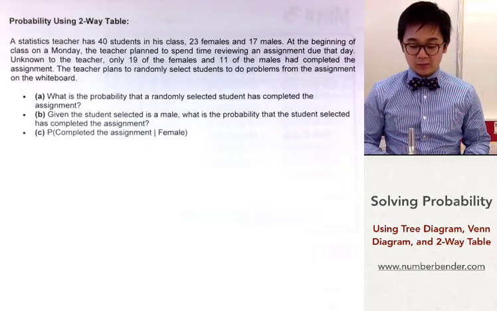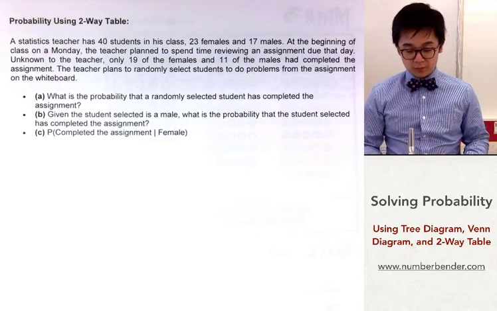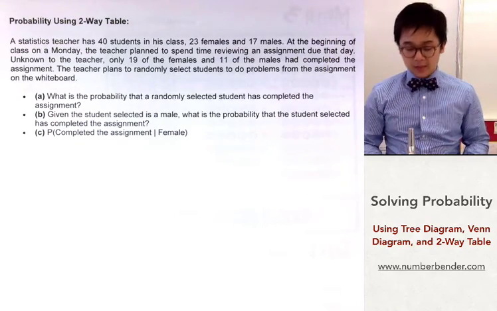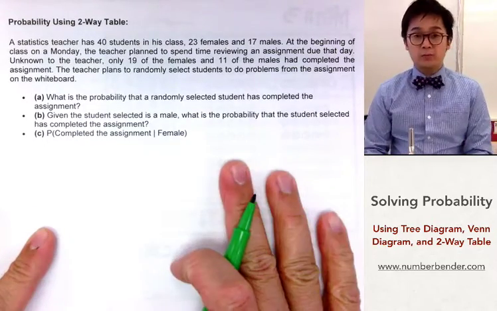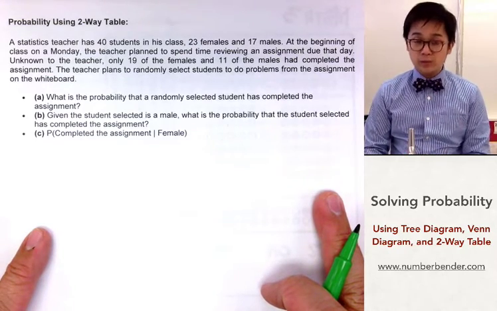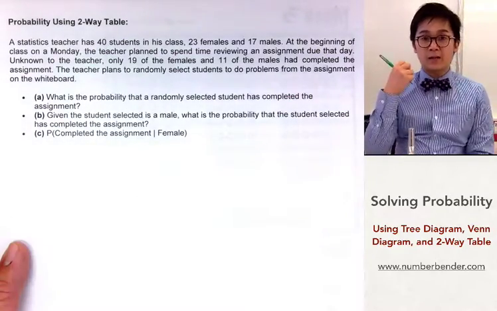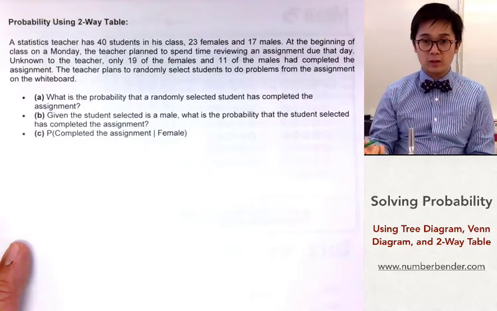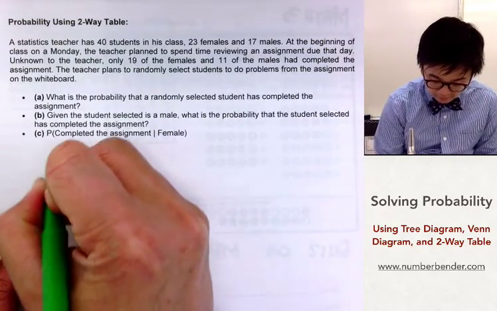So, the teacher plans to randomly select students to do problems from the assignment on the whiteboard, at ito yung mga probability question. Yung una, ano daw ang probability na yung randomly selected student has completed an assignment, and so on, like B and C. Now, for this problem, mas madali natin maintindihan ito kung nakikita natin yung table or two-way table ng ating experiment. So, to construct this, alam natin na male and female yung mga students na pipiliin natin, tapos yung nakapag-complete at hindi nakapag-complete ng assignment. So, the two-way table should look like this.